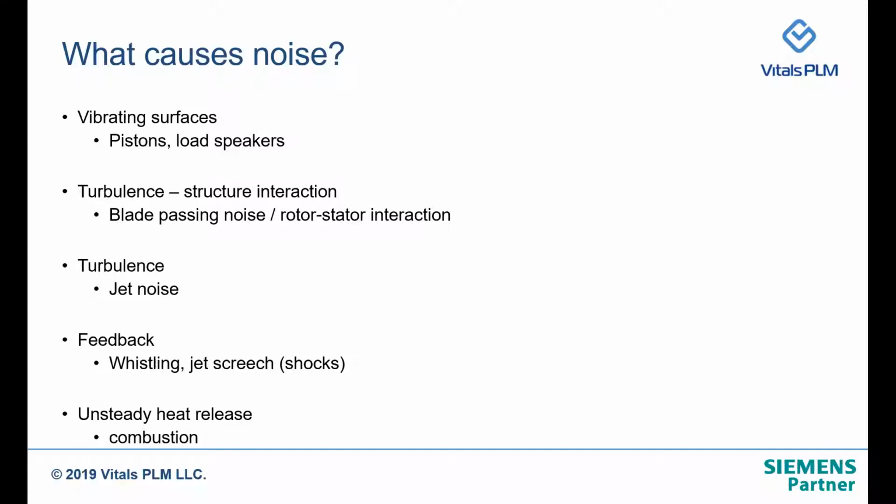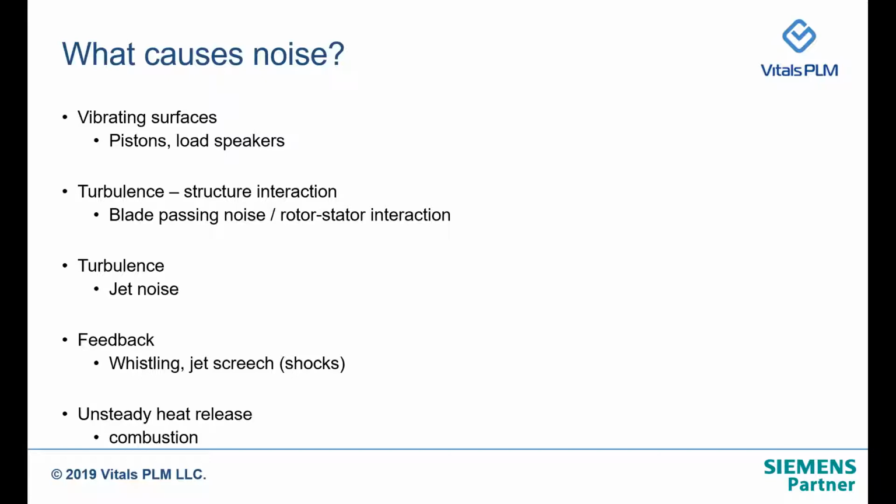What causes noise, or in other words, what are the typical sources of sound? As we have seen in the classical definition of acoustics, we have seen vibrating surfaces as the source of sound, and pistons and loudspeakers come under this category. And turbulent flow and structure interaction would be one kind of noise source. Typical examples are blade passing noise or rotor stator interaction. And sometimes the turbulence itself would become a source of sound. The example is jet noise.